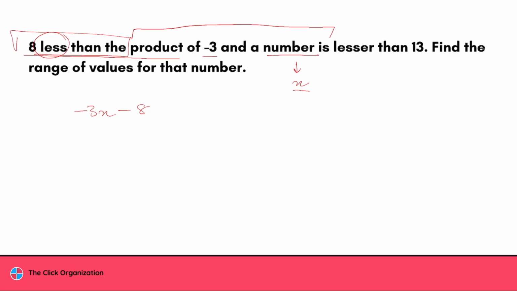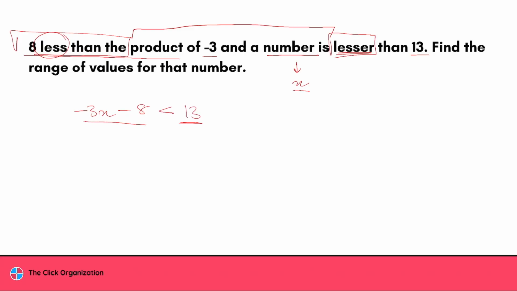Now, 8 less than the product of -3 and a number is lesser than 13. So, this is our first sign of the inequality. We won't usually say that the result is 13 now because we don't have that kind of equation. We have an inequality now. So, we determine the inequality symbol through keywords like this, which are implying it. In this case, we have to use this one because the value of this is lesser than the value on the right-hand side, which is going to be 13. Find the range of values for that number.